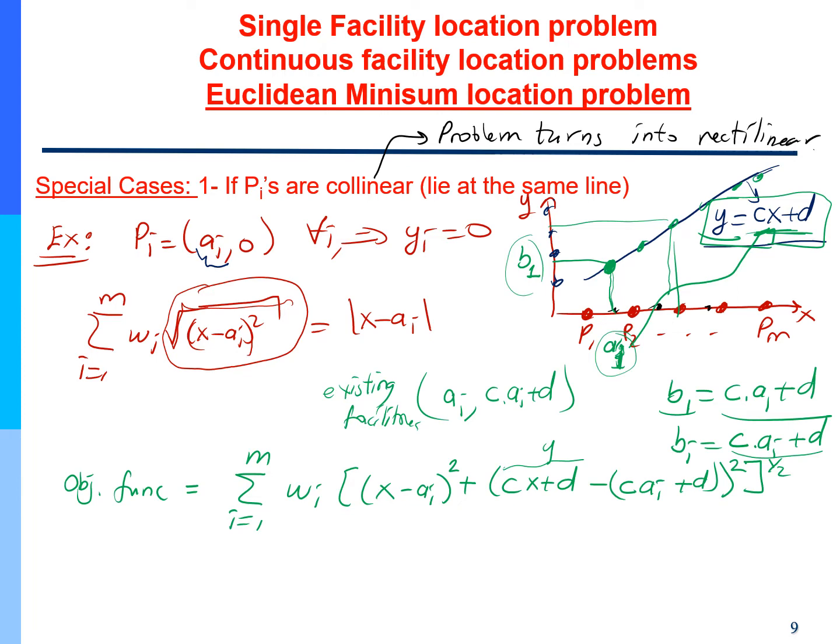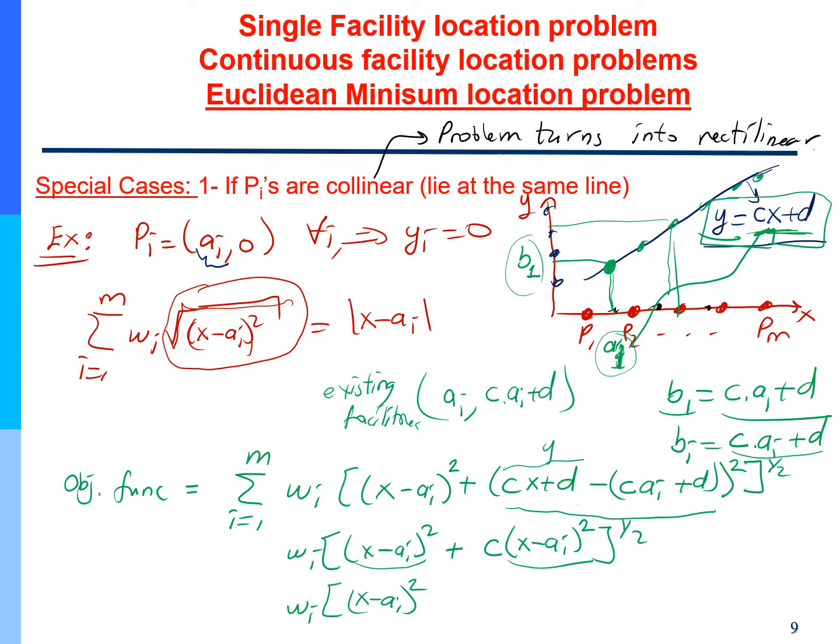Okay, so let's concentrate on the second part. What we can do is we can write in parentheses c times x minus ai, okay, square here. And what about d? d minus d, this just disappears. So what do I have? I have wi, x minus ai square plus c times x minus ai square, and square root. And as you can see, these two terms are common. So I can combine them in the same parentheses. So it will be x minus ai square, then 1 plus c, and the square root. So what is 1 plus c? It is just a constant. C is a constant. And we can take the square root of it.